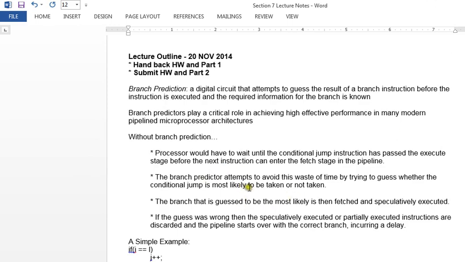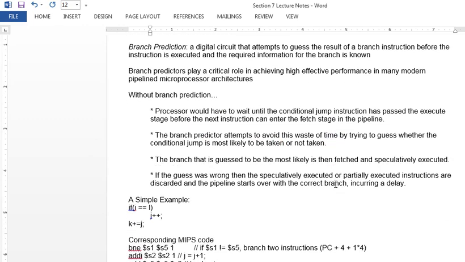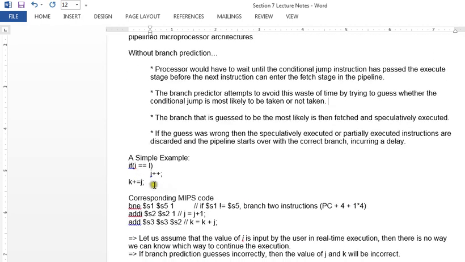I basically alluded to everything here, but the branch predictor attempts to avoid this waste of time by trying to guess whether the conditional jump is likely to be taken or not taken. So those are the two terms in branch prediction. Taken means you're going to take the branch, meaning I'm going to jump past all the code, and not taken means I'm going to do the code inside the loop. So this is a simple example here.